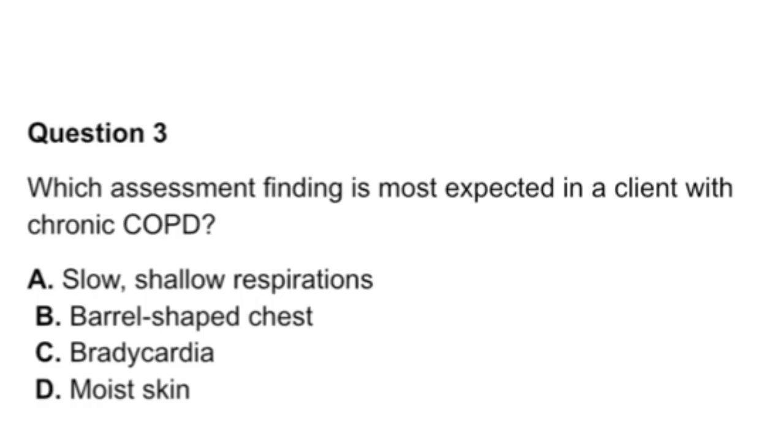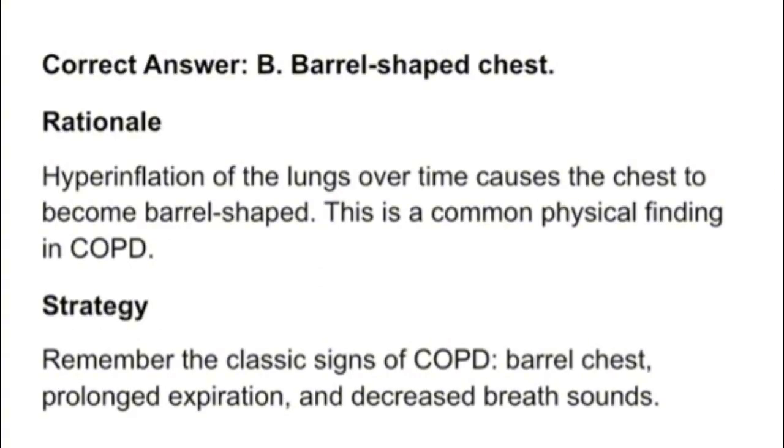Question 3. Which assessment finding is most expected in a client with chronic COPD? A. Slow, shallow respirations. B. Barrel-shaped chest. C. Bradycardia. D. Moist skin. Correct answer: B. Barrel-shaped chest. Rationale. Hyperinflation of the lungs over time causes the chest to become barrel-shaped. This is a common physical finding in COPD. Strategy. Remember the classic signs of COPD: barrel chest, prolonged expiration, and decreased breath sounds.